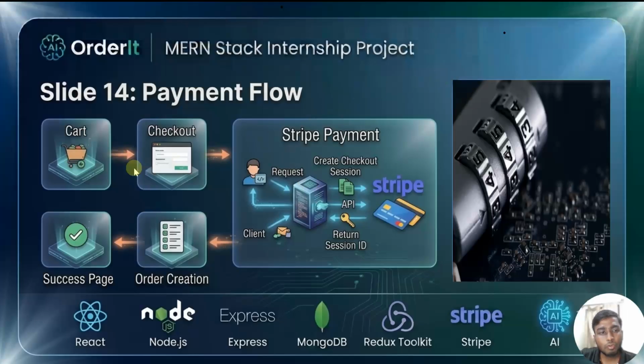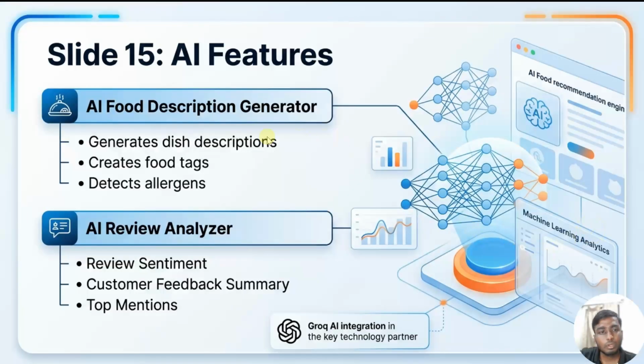And this is the payment flow: cart, checkout, Stripe payment. We will pay the amount using the Stripe online platform, and it creates an order and shows the successful payment. After a successful payment, the particular restaurant gets the message and prepares the food for you.